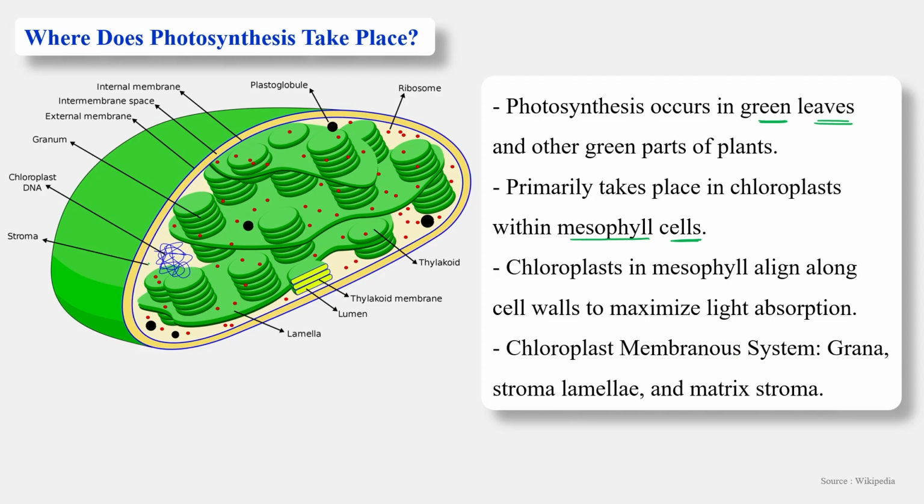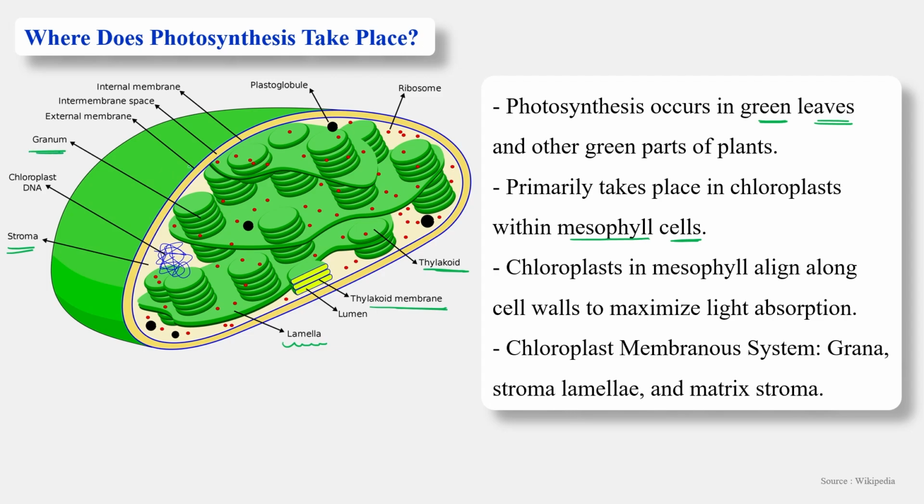This lemon color area is known as the stroma, where the dark reaction occurs. These coin-like structures are thylakoids. A single stack is known as a granum. Okay, these are connected to each other with the stroma lamellae, this stroma lamellae. Okay, and this is the matrix, the stroma. This is the thylakoid. These are the thylakoid membranes, single unit, granum.